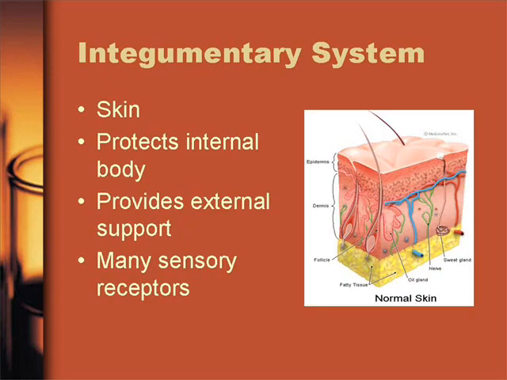Okay, the first system is the integumentary system. This consists of your skin. Some of the main functions are that your skin, of course, protects your internal body. It provides some external support. And, of course, it has many sensory receptors. So if we're talking about relationship to other systems, even though we haven't gone over some of them, it protects any internal system. And, of course, the sensory receptors found within the skin are associated with the nervous system.